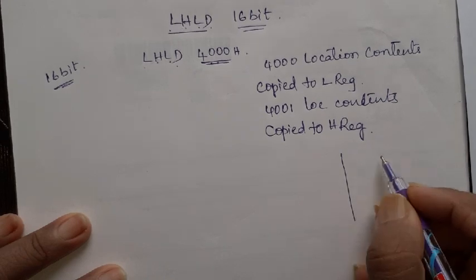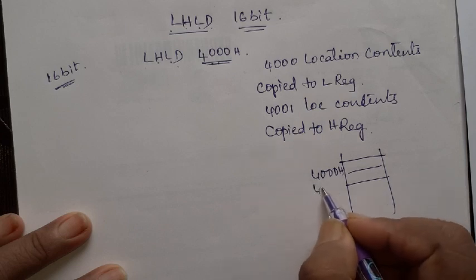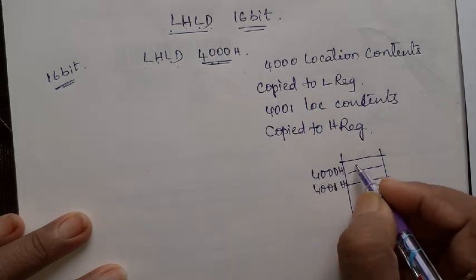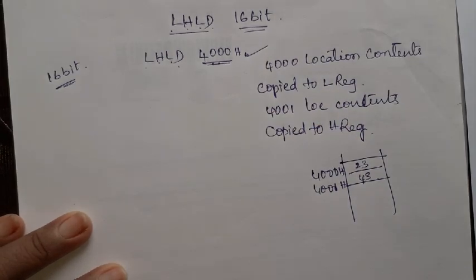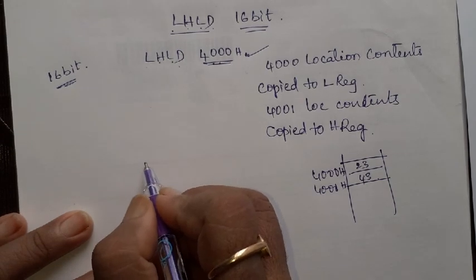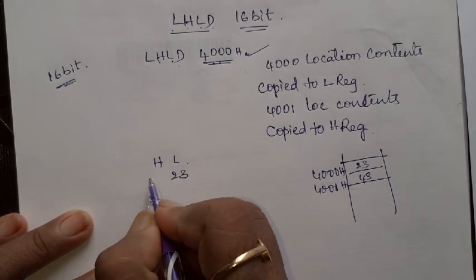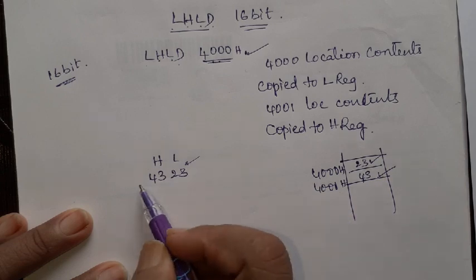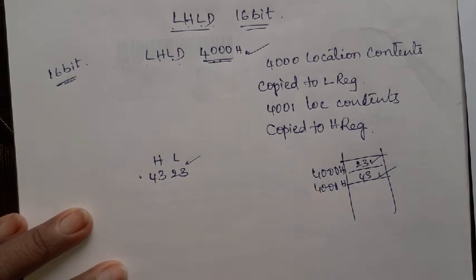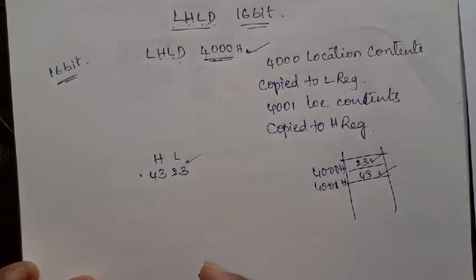So in the memory, if this is 4000 and this is 4001 location, you have some data here. After the execution of this instruction, you will have 23 in L register and 43 in H register. Low address byte in low register and high address byte in high register. So this is what happens with the execution of the LHLD instruction.